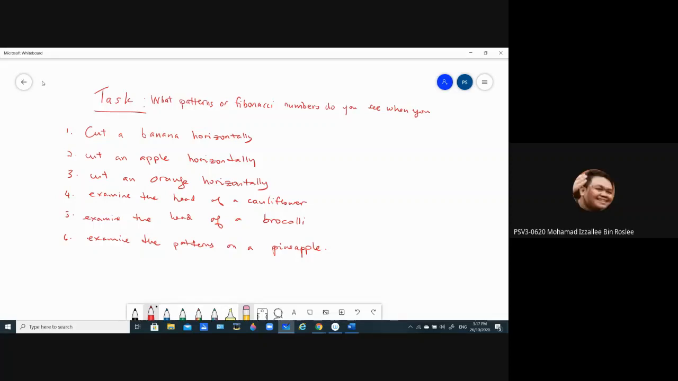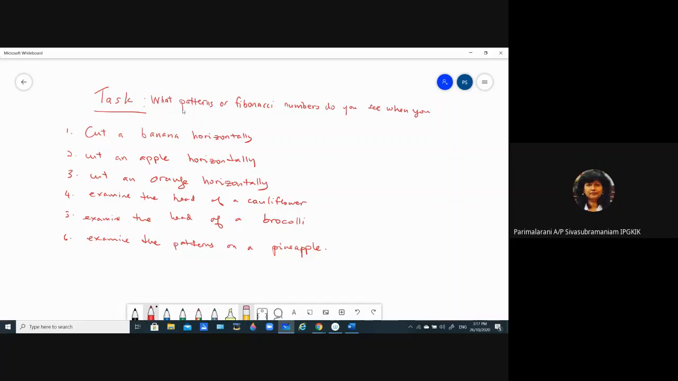Look it up on the internet. Looking up on the internet, it still won't be the same as you doing it yourself, right? What they tell you on the internet is different.